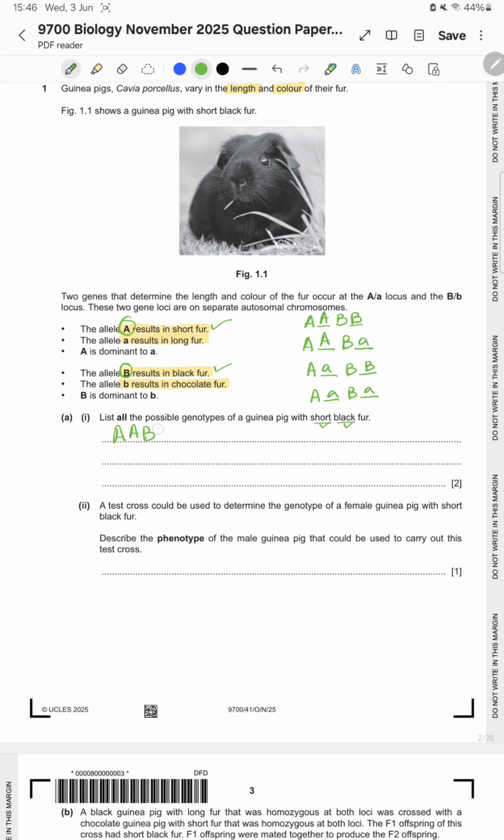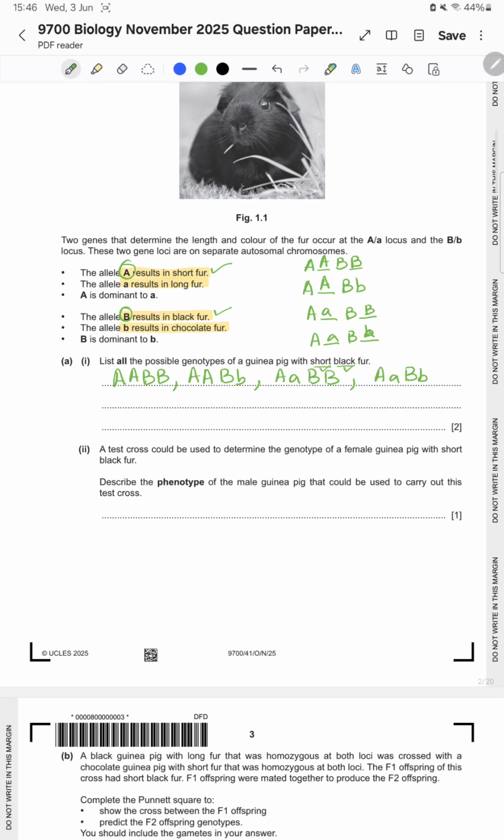Capital A, capital A, capital B, capital B. Capital A, capital A, capital B, small b, sorry, it's small b and not A. Yeah, and this one as well. Third one is capital A, small a, capital B, capital B, and the fourth one is capital A, small a, capital B, small b. So these are the 4 possible genotypes.